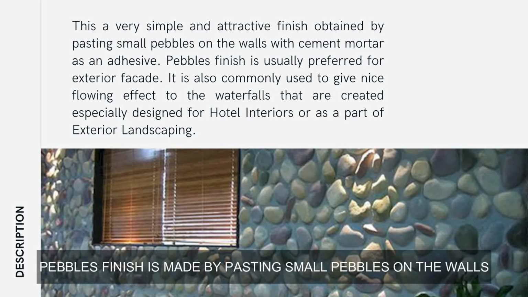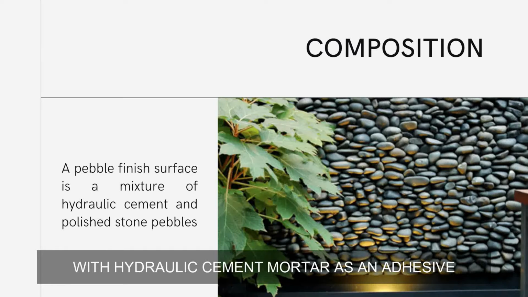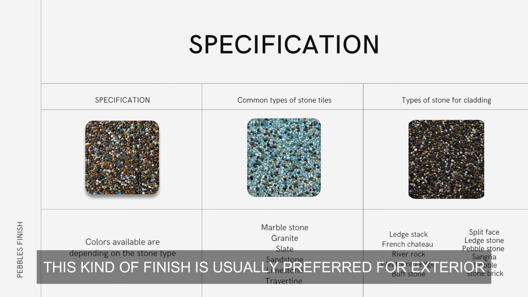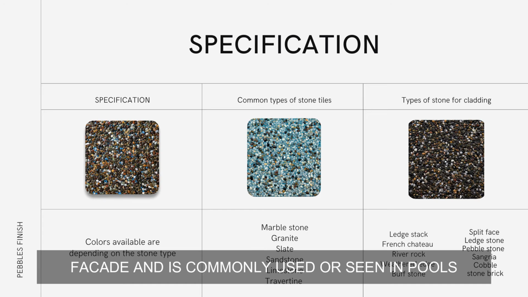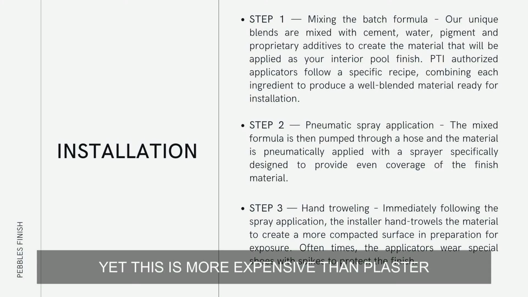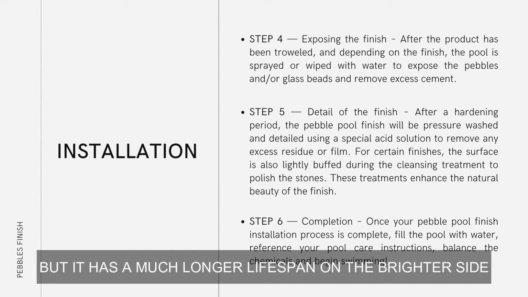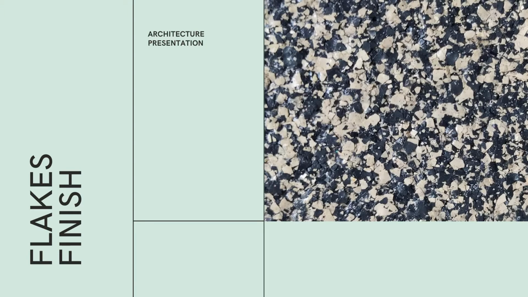Pebbles finish is made by pasting small pebbles on the walls with hydraulic cement mortar as an adhesive. This kind of finish is usually preferred for an exterior facade and is commonly seen in pools. Yet this is more expensive than the plaster, but it has a much longer lifespan on the brighter side.